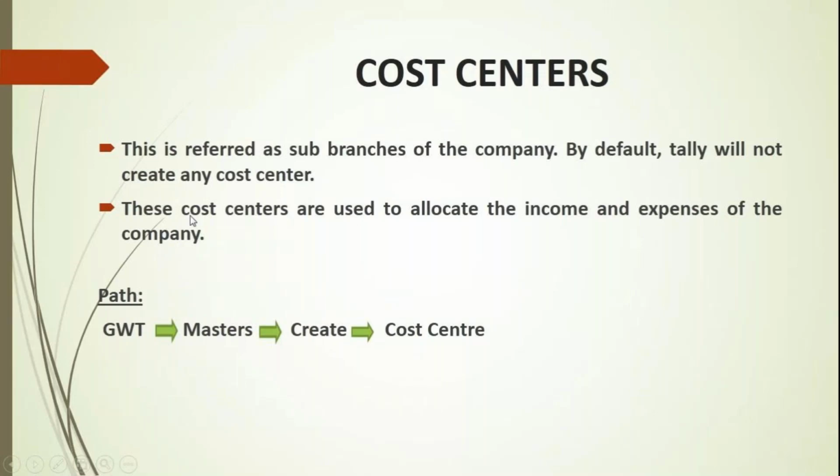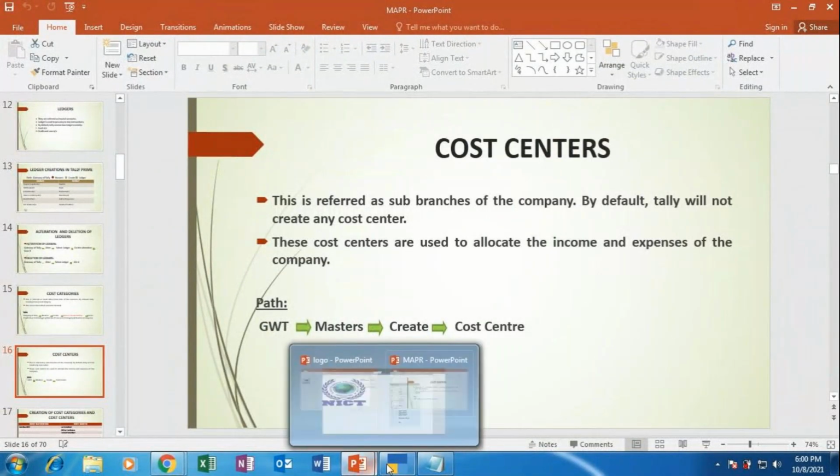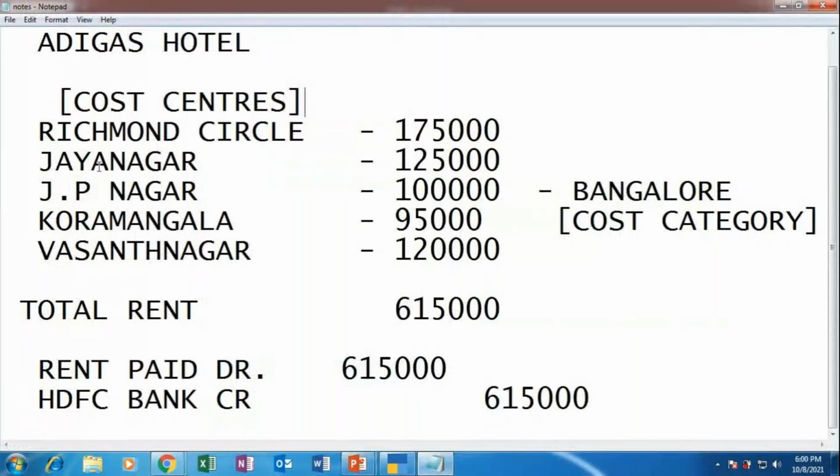So if we have to go for the sub allocation of the incomes and expenses, now here we have taken the example of rent. So I have to go for the sub allocation of rent expense. I can use these cost categories and cost centers. So this is how it takes place. The cost category here becomes Bangalore. The cost centers become all these places or areas in Bangalore. So this is how the cost category and cost center work.